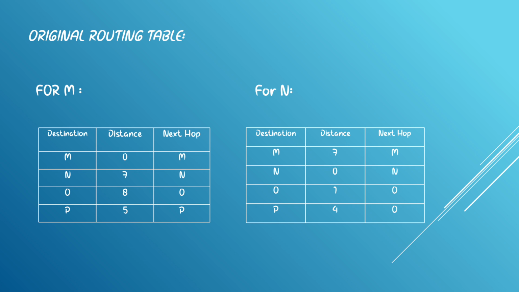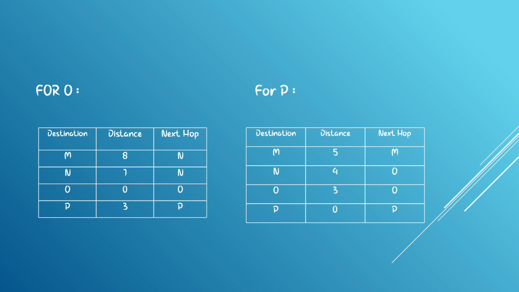And for N: N to M distance is 7 and next hop is M. N to N distance is 0 and next hop is N. N to O distance is 1 and next hop is O. N to P distance is 4 and next hop is O. And for O: O to M distance is 8 and next hop is N. O to N distance is 1 and next hop is N. O to O is 0 and next hop is O. O to P distance is 3 and next hop is P.